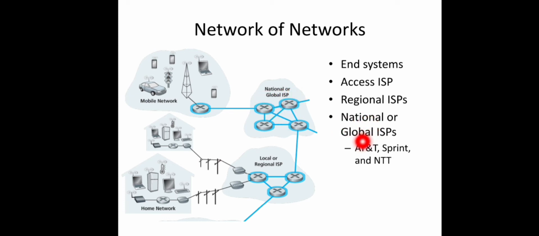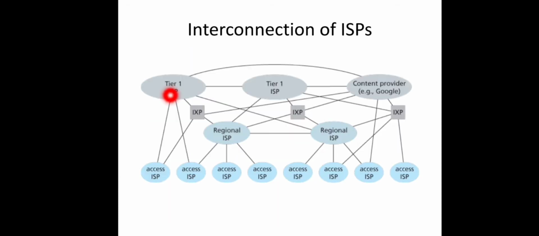Global ISPs are provided by companies like AT&T, Sprint and NTT, and they form a very high speed network with high speed routers interconnected with high speed fiber optic links. Ten to twelve different national ISPs are there currently in the internet. As a summary, this is the interconnection of ISPs over the internet.